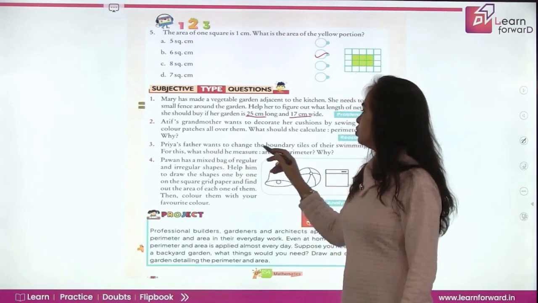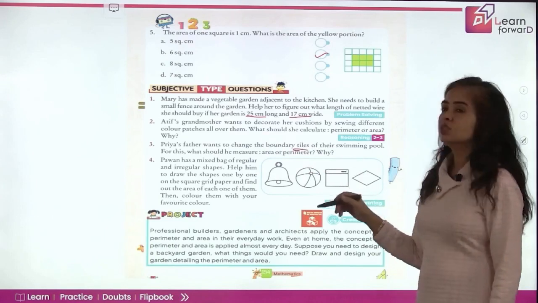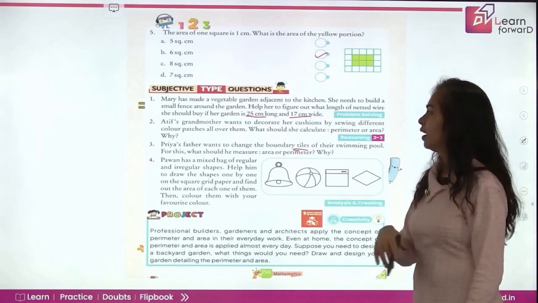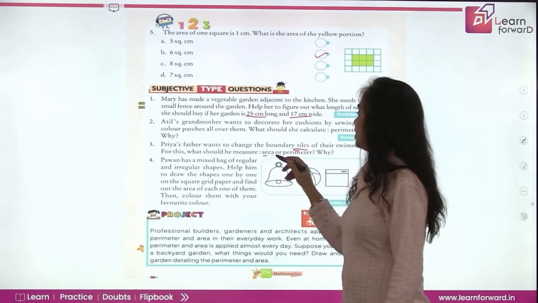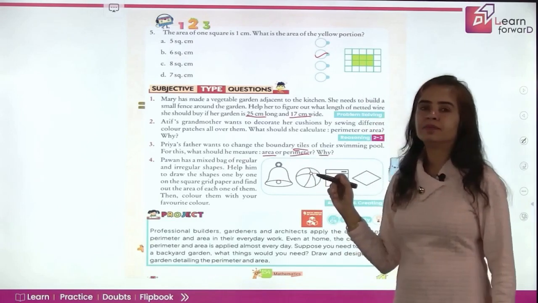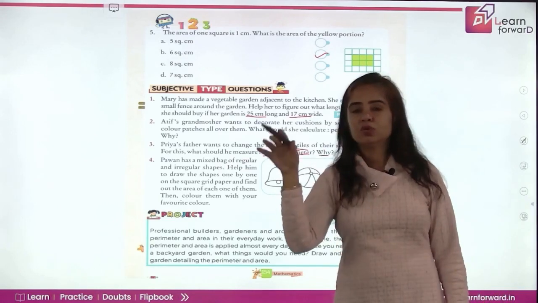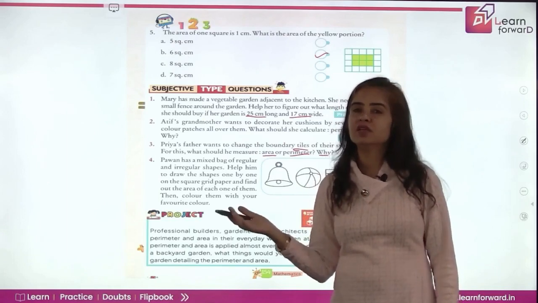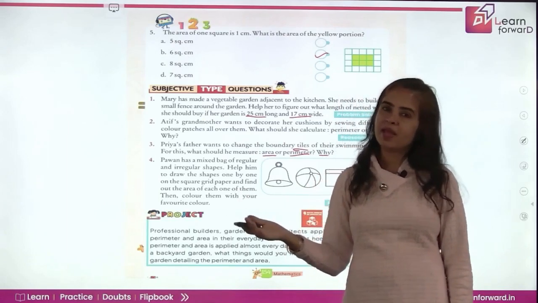Priya's father wants to change the boundary tiles of their swimming pool, only the boundary tiles. For this, what should he measure? Area or perimeter? Why? He wants to change only the boundary. That means he's talking about perimeter.